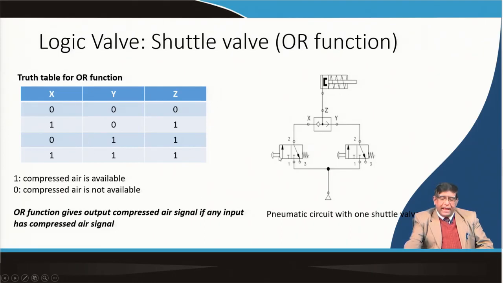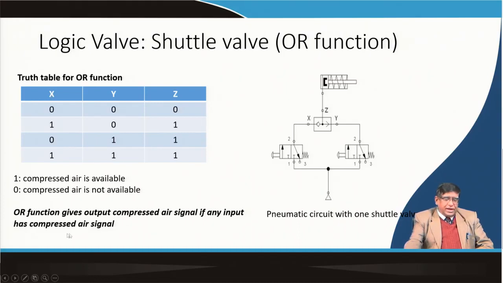Similarly, if X is not given but the other one is given, then you will get the operation here. Just like any logic circuit, we are using either this or this. If any one of them is used or both are used, that is, both the knobs are pressed, then also the air will come over here and go through. So, this is just the logic table for an OR gate.